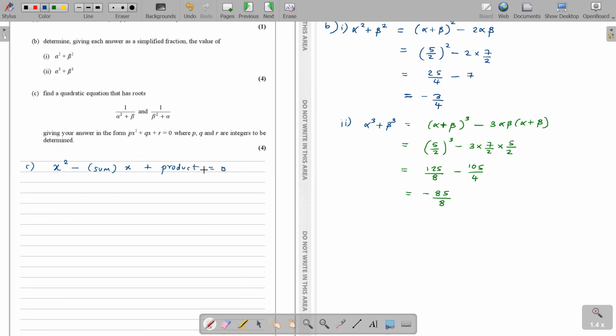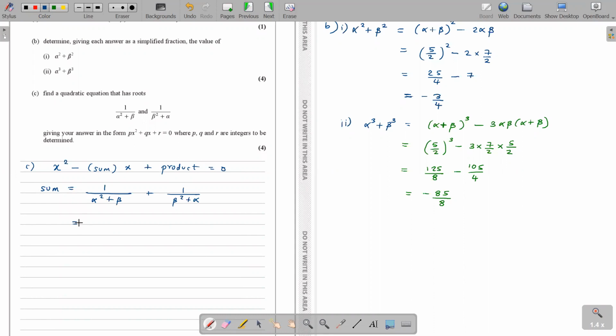So basically you have your roots, get the sum and the product. We need to get the sum of roots and the product of roots. So what's the sum here? The sum is 1 over alpha square plus beta plus 1 over beta square plus alpha. Get the sum and get the product.